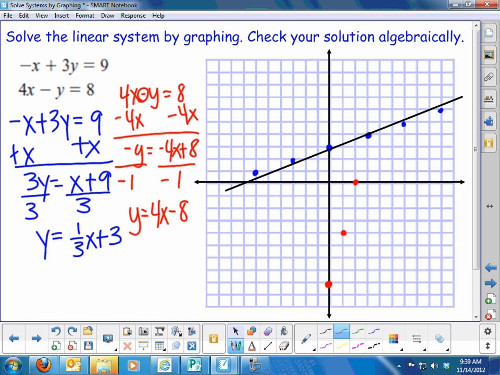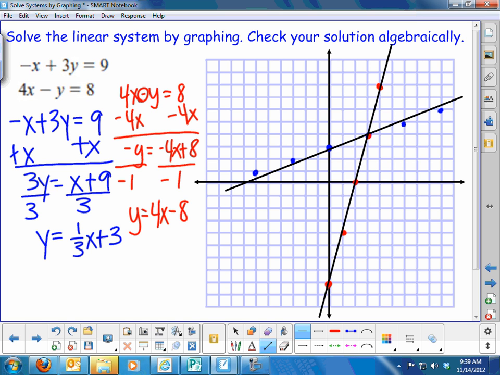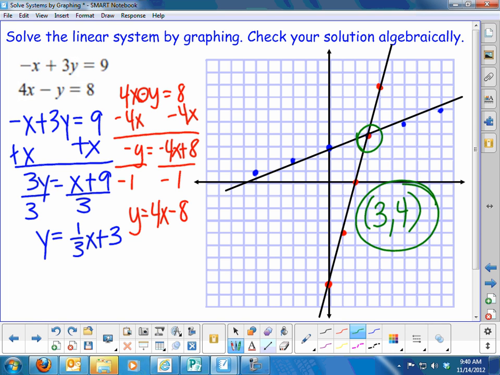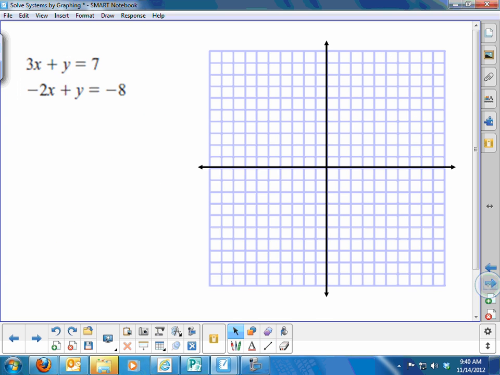Continue that process. Oh, that's important, that point I just made. I just had an overlap. Okay, my blue dot and my red point were on top of each other. So that point right there represents the solution to this system. It's where the two lines intersected. That point is (3, 4). So that is the solution to my system of equations. That point satisfies both equations.